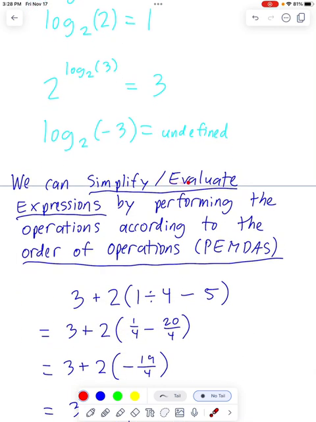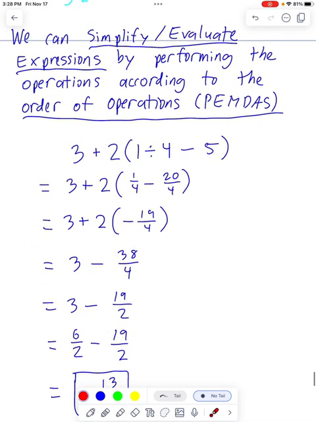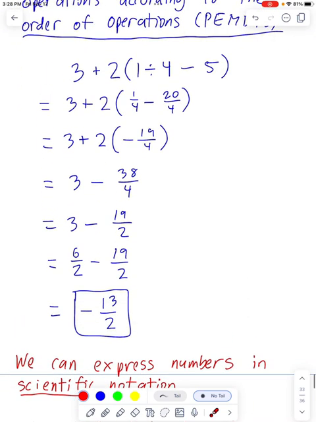We can simplify and evaluate expressions by performing the operations according to the order of operations, known as the famous acronym PEMDAS. So like so, we can do this. In PEMDAS, P stands for parentheses, E is exponents, MD is multiplication and division, A and S is addition and subtraction. So we can simplify expressions like so.